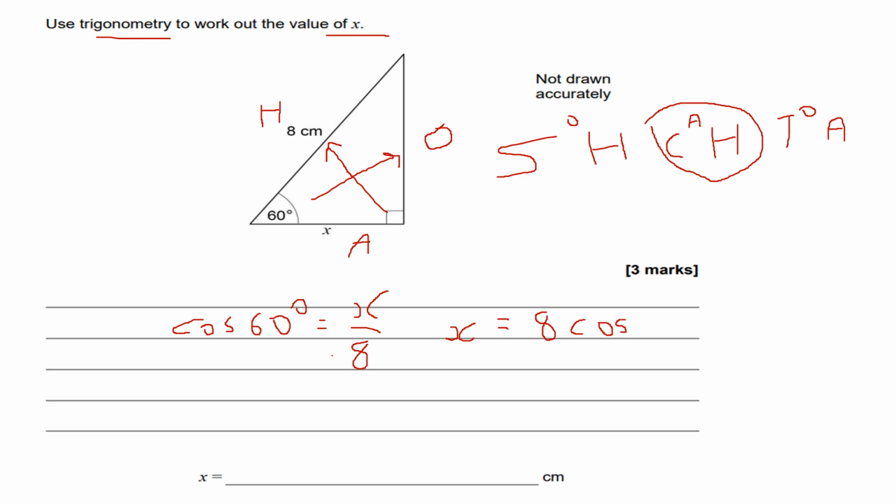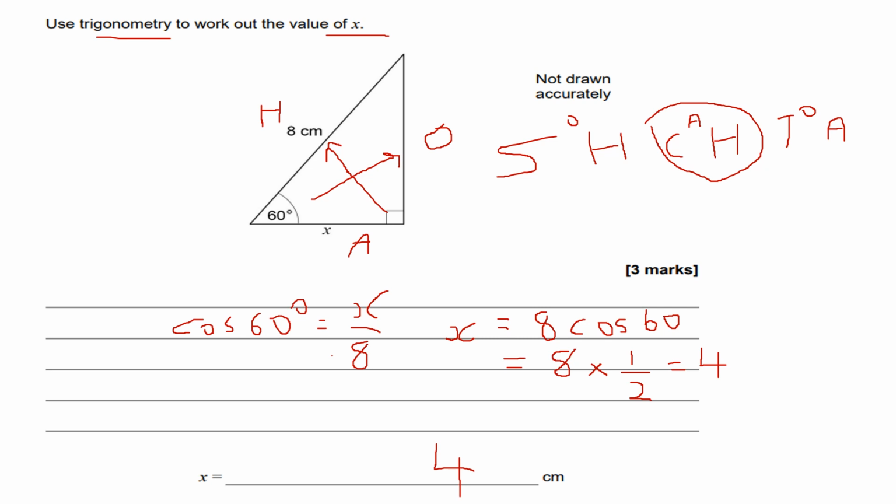Now, cos 60, if you're interested, guys, actually is one of your exact trig values that you have to remember. So cos of 60 is equal to a half. So we have 8 lots of a half, so 8 times a half. Timesing by half is the same as dividing by 2. So 8 times a half is equal to 4. So x is equal to 4 centimeters.